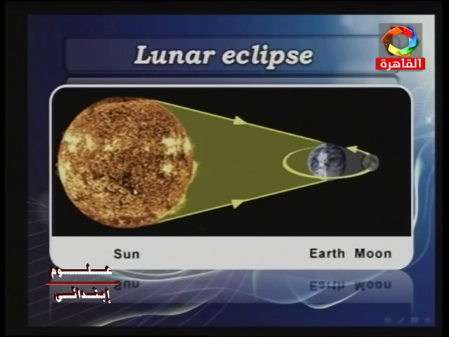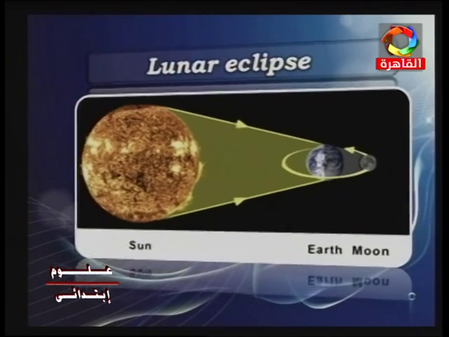From the sunlight. So the sun here produces sunlight like this and like this. So the earth makes a shadow on the moon to make a lunar eclipse. Because what? Because earth is found between moon and sun in one straight line.